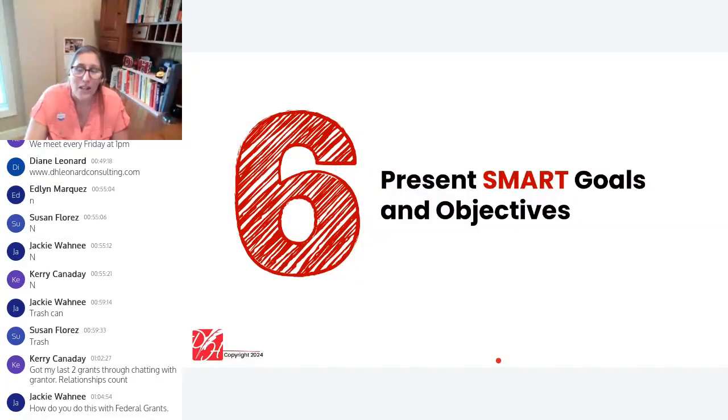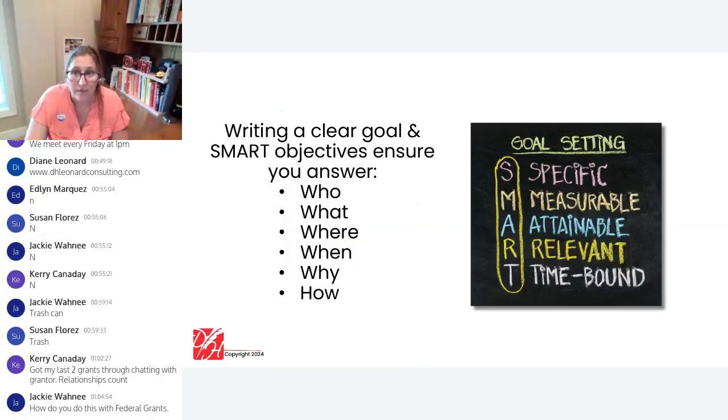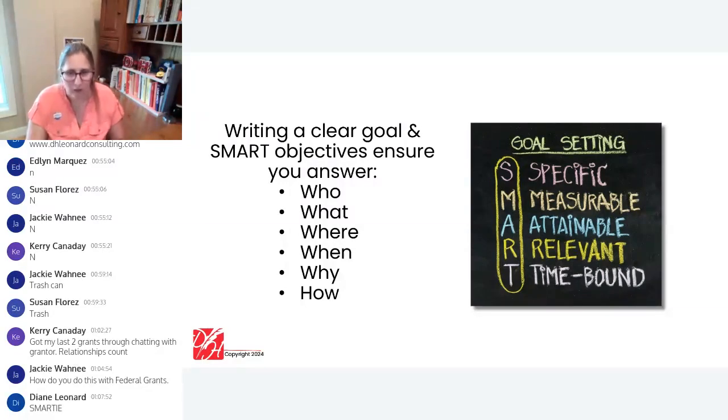So if we talk about SMART objectives, SMART stands for specific, measurable, attainable, relevant, and time-bound. And lots of grant makers will put in their instructions that they want SMART objectives. In fact, many grant makers are now saying SMARTY objectives. I just typed that into the chat box. The I for inclusion, the E for equity.